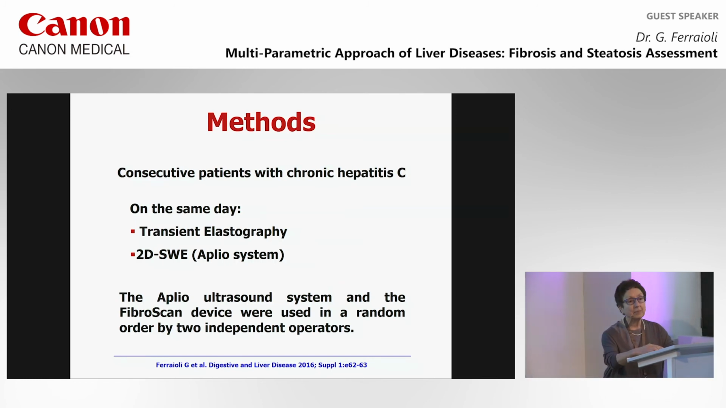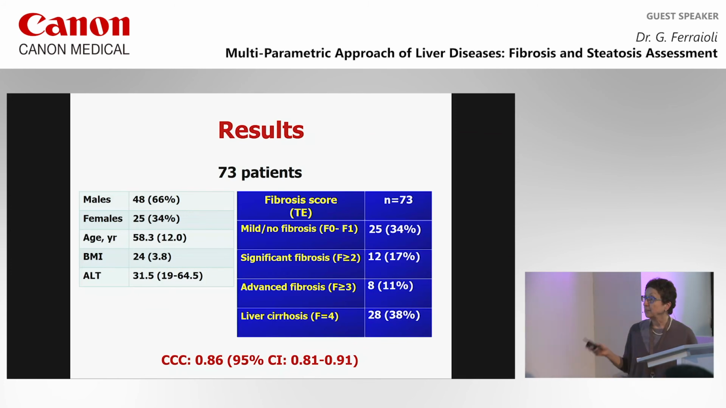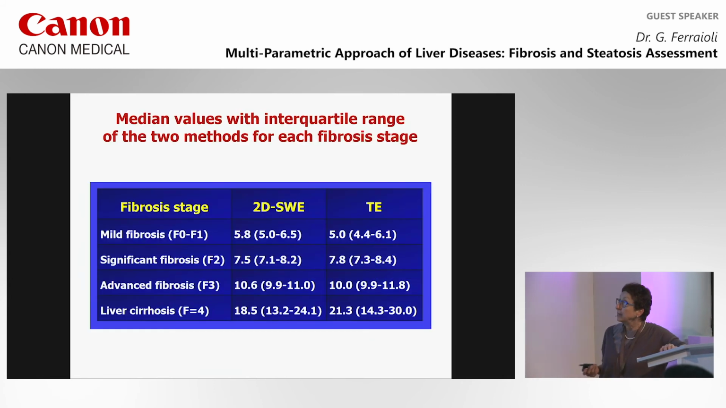We performed, on the same day, measurements with the Canon system and the FibroScan system, and the Canon system and the FibroScan were used by two independent operators in random order to avoid any bias. These are the results obtained in our series of patients, and we tested again the correlation, the agreement between the two techniques, and it was confirmed an excellent one.